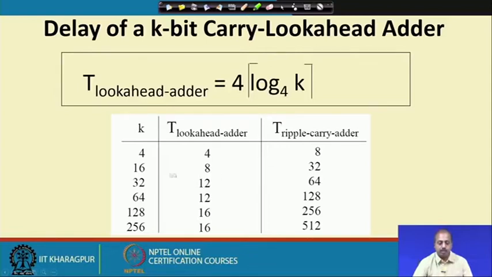So, that gives the advantage. Say if I have got an adder size of 32, then the look ahead adder delay will be 12 stages, and the ripple carry adder will have 64 stages. For 256 bit addition, the look ahead adder will have a delay of 16 stages, and the ripple carry adder will have 512 stages. So, that is pretty high.